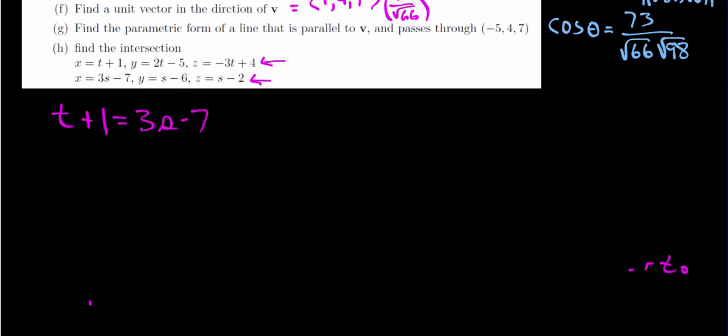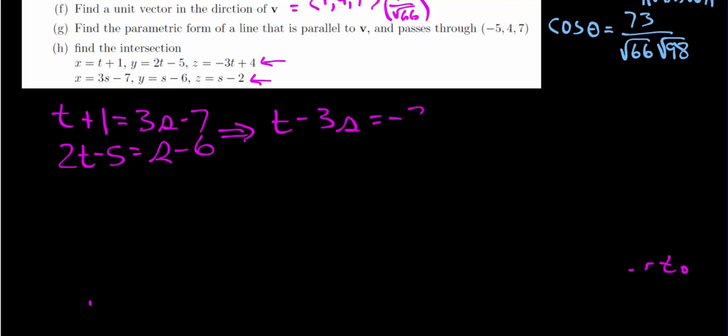Okay, let's set those equal. See if we can find a t and an s so that these two are equal. And let's do the y's as well. Okay, let's just see how this works out. So I've got t minus 3s equals -8. And then down here I've got 2t minus s equals -1.